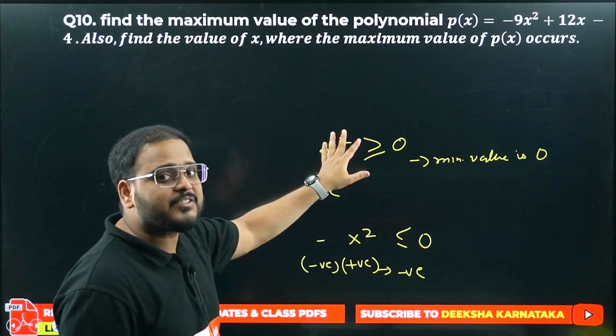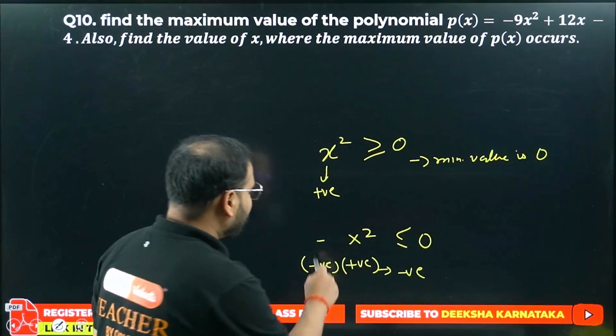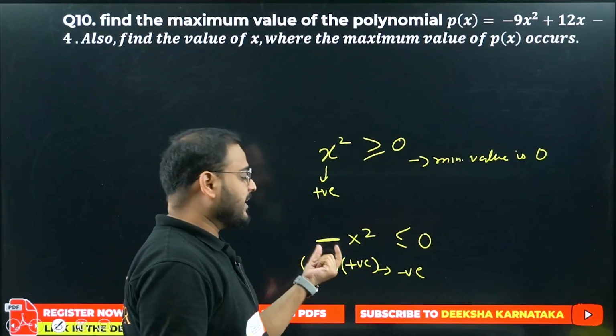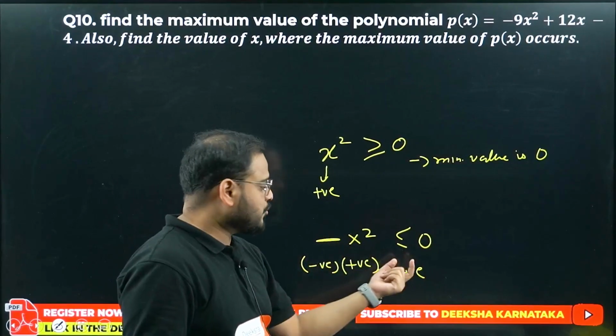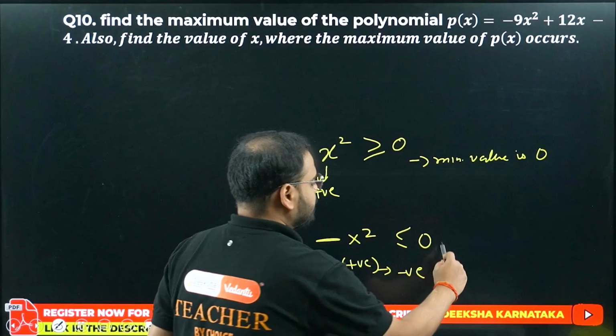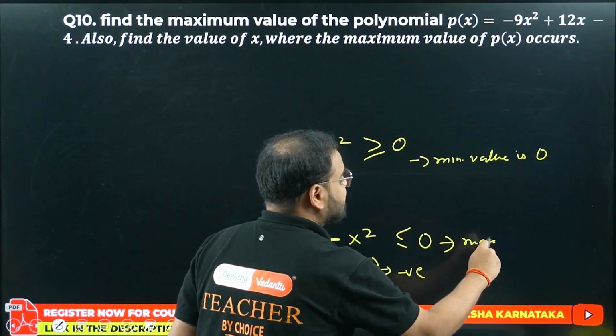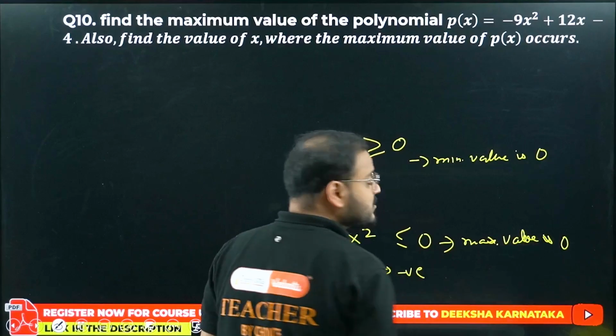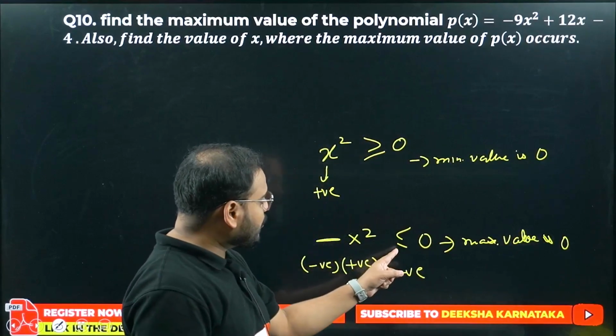It means it will not be in this form, it will be in this form. I'll have a minus sign in front of x square. So x square is positive, multiplied with negative means what? It will be a less than 0 value, no? So for this value, what is the maximum value for this condition? The maximum value is 0, sir, because it cannot go above 0.